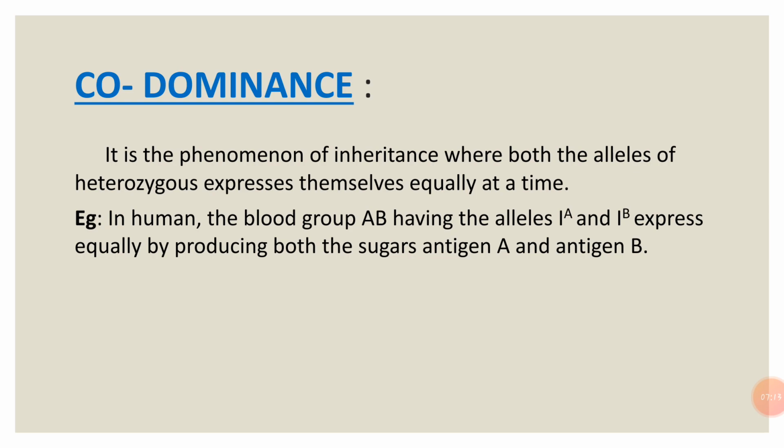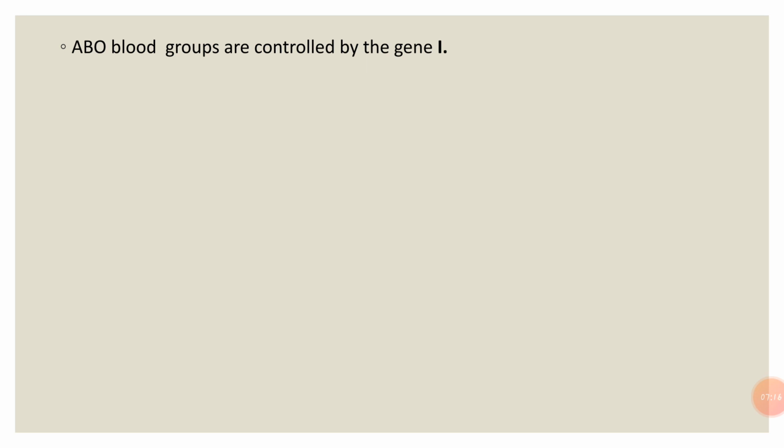So let us study the human blood group. ABO blood groups are controlled by the gene I. Every character is controlled by a gene, and here the ABO blood group is controlled by the gene I. But this gene has 3 alleles. Every gene usually has 2 alternative forms, but in the ABO blood group, the gene I has 3 alleles. That's why it is also an example of multiple alleles. Multiple alleles means a gene having more than 2 alleles. The ABO blood group has 3 alleles, that is IA, IB and small i.